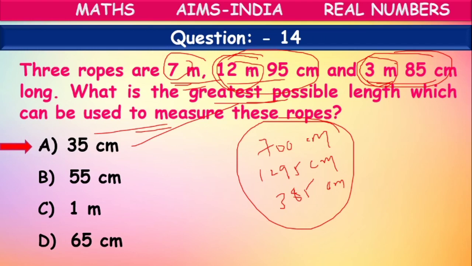Okay. So the greatest possible length. So if we take a rope of 35 centimeter, we can measure all the 3 ropes exactly without any remaining length with that 35 centimeter length.